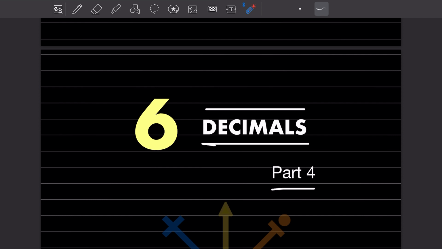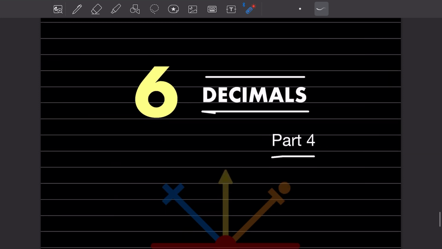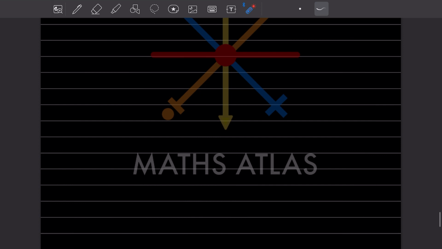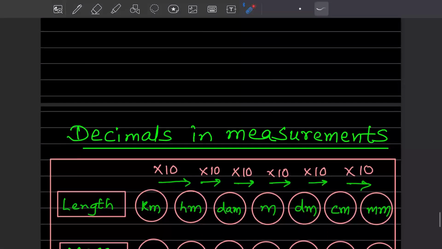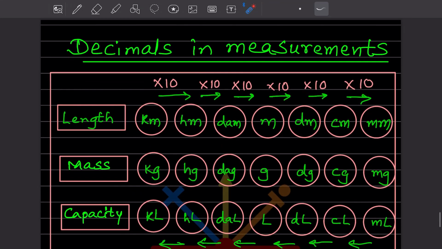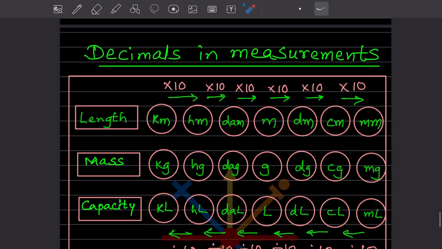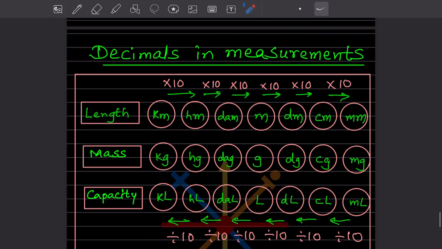So this is the fourth part of the topic decimals. Before we start with the exercise, we have already done some part of it. Let us go to this table once, because we'll see the conversions, like you all know the normal conversions between kilometer, meter and all that stuff. So here there are many, like the hectometer, decameter, decimeter, centimeter, and millimeter. Let us go for the conversions first.